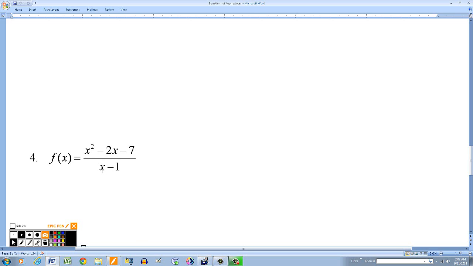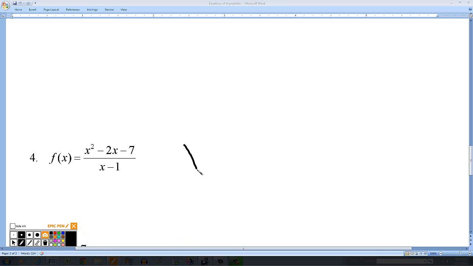x equal to 1 makes the denominator 0, but if I put a 1 where the x is in the numerator, 1 there and 1 there, that doesn't give me 0. Okay, so in this case then I would expect to have a vertical asymptote. So this one's going to tell me then that I have a vertical asymptote at x equal to 1.